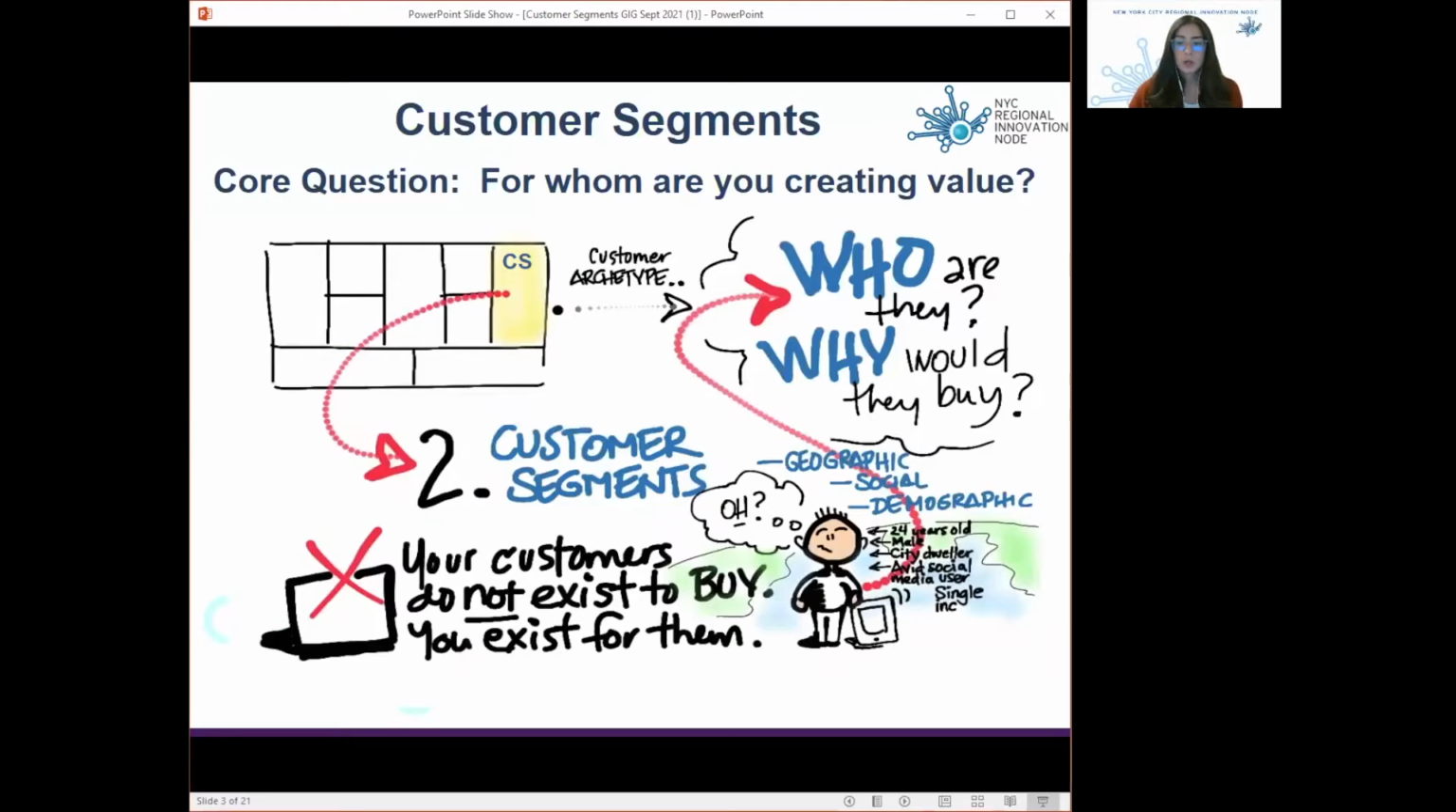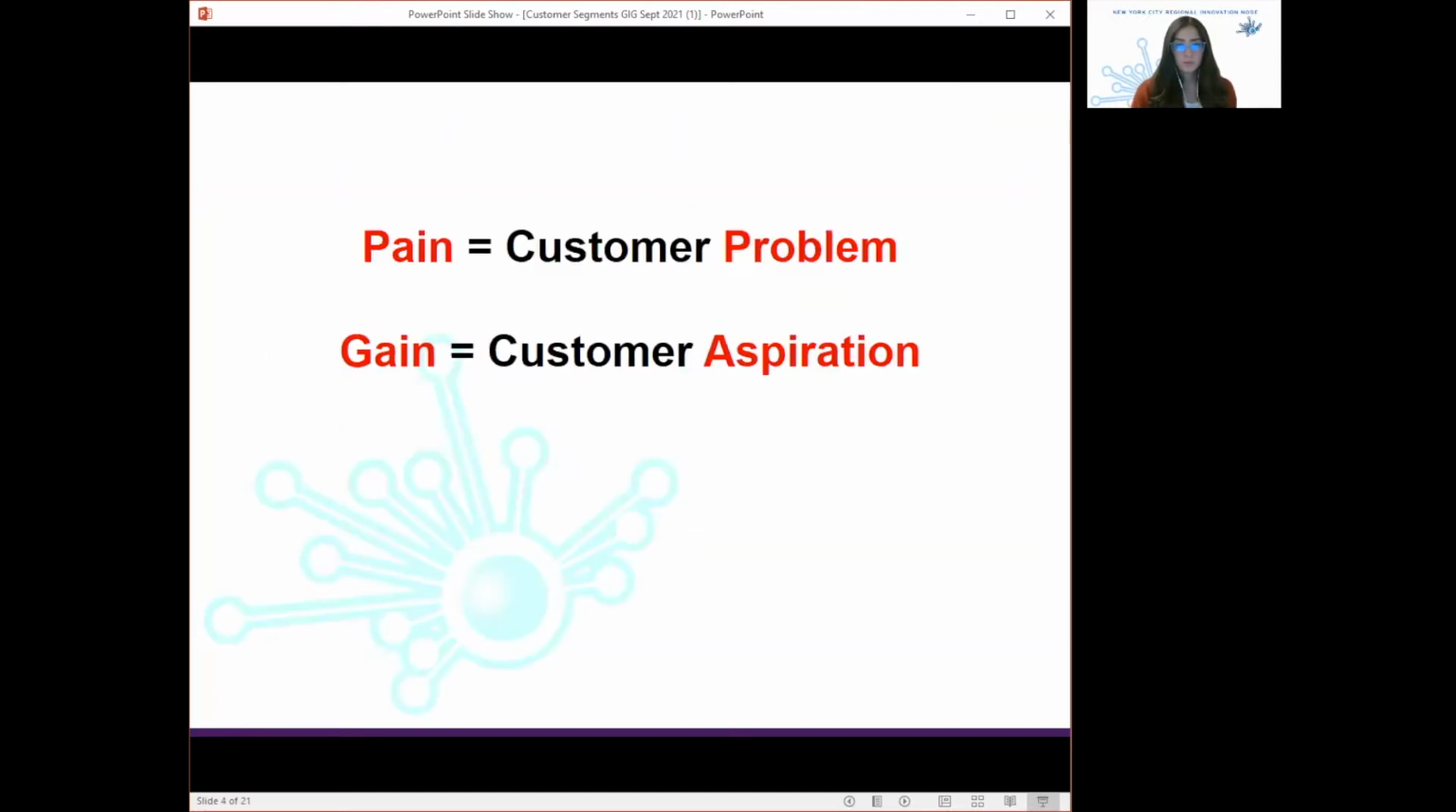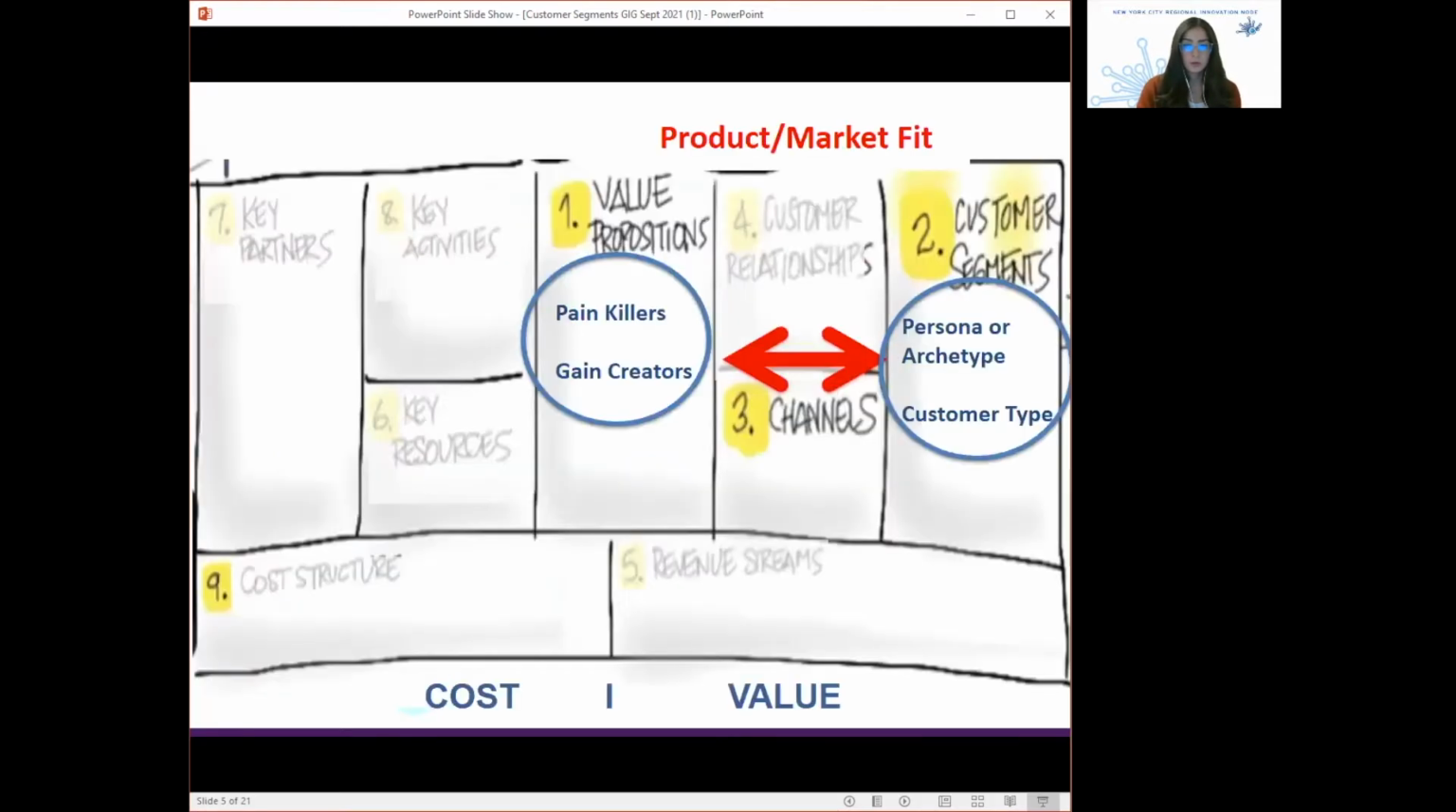The core question to answer for customer segments is, for whom are you creating value? And we're going to ask you to really get to know your customers and be specific about who they are and why they're going to buy from you. We already learned from the value proposition video that customers have problems or pains to be relieved and aspirations, which you could create benefits or gains around. And we know that when customer segments are matched with validated value propositions, you'll get product market fit.